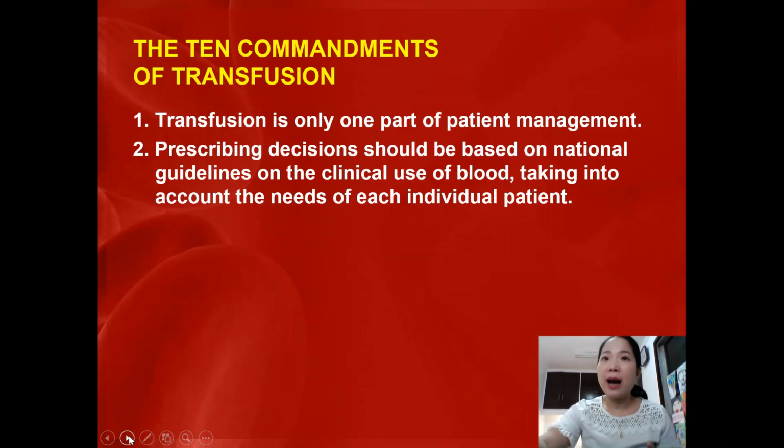So lastly, we have the 10 commandments of transfusion. First, again, transfusion is only one part of patient management. You have to look at the clinical scenario, the entirety of your patient. Prescribing decisions should be based on the national guidelines for the clinical use of blood. So remember, there is such a thing as rational blood use. We have to take into account that each individual has different needs for blood transfusion.